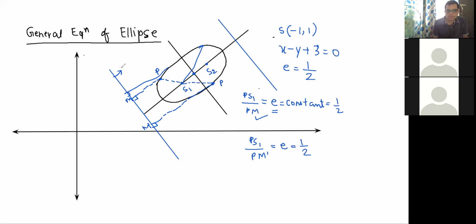So you are given the equation of the directrix, x minus y plus 3 equal to 0. You are given the ratio. What is the value of the ratio? Means eccentricity, which we call eccentricity. And you are given the focus. One of the focus is given to you. So you have to find the equation of the ellipse. So this is the condition.